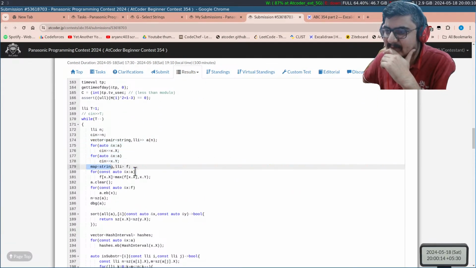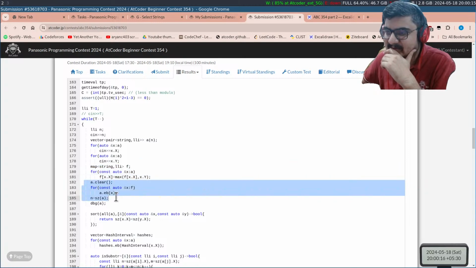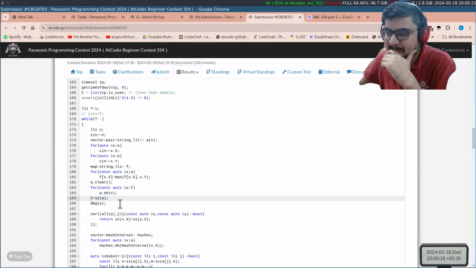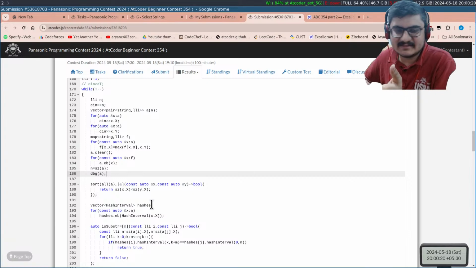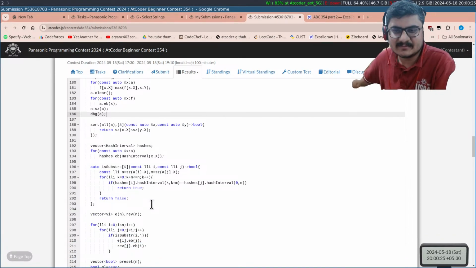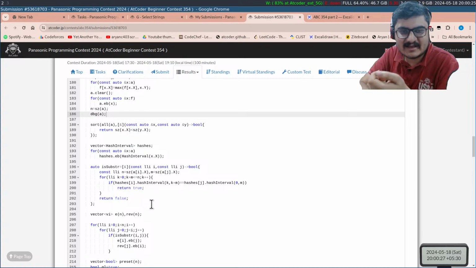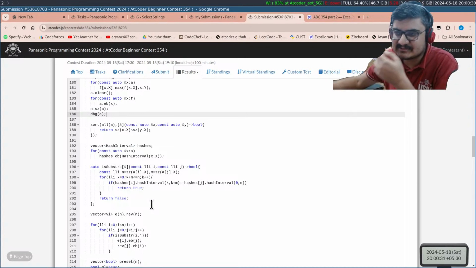Read everything, create a map with the maximum value for each cost, clear it, keep it, and change the size again. The next thing I did was create an adjacency list for each element: which indexes are in its subsequence, and for which indexes it would be in their subsequence.